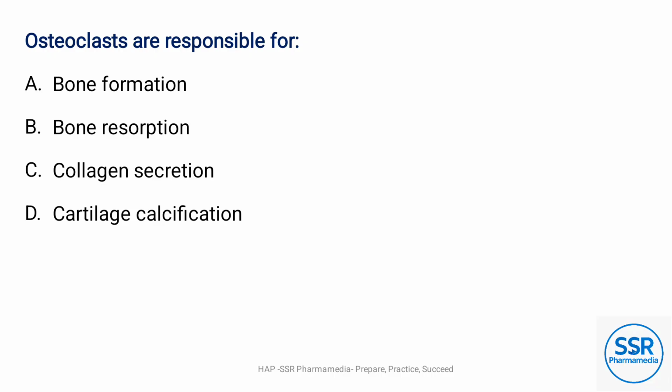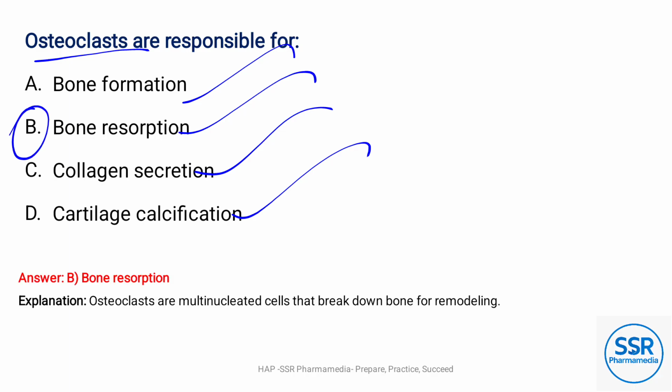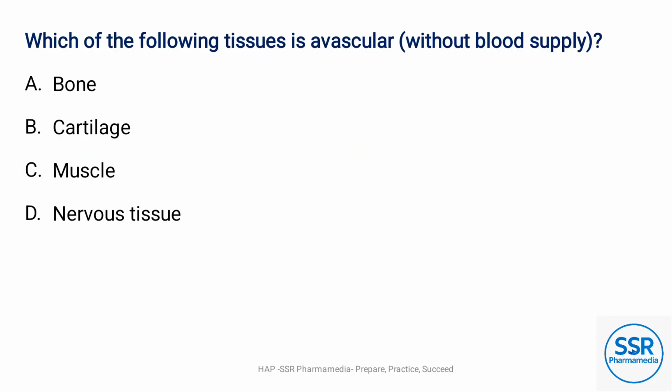Next question. Osteoclasts are responsible for option A, bone formation. Option B, bone resorption. Option C, collagen secretion. Option D, cartilage calcification. So the answer is option B, bone resorption. Osteoclasts are multinucleated cells that break down bone for remodeling.